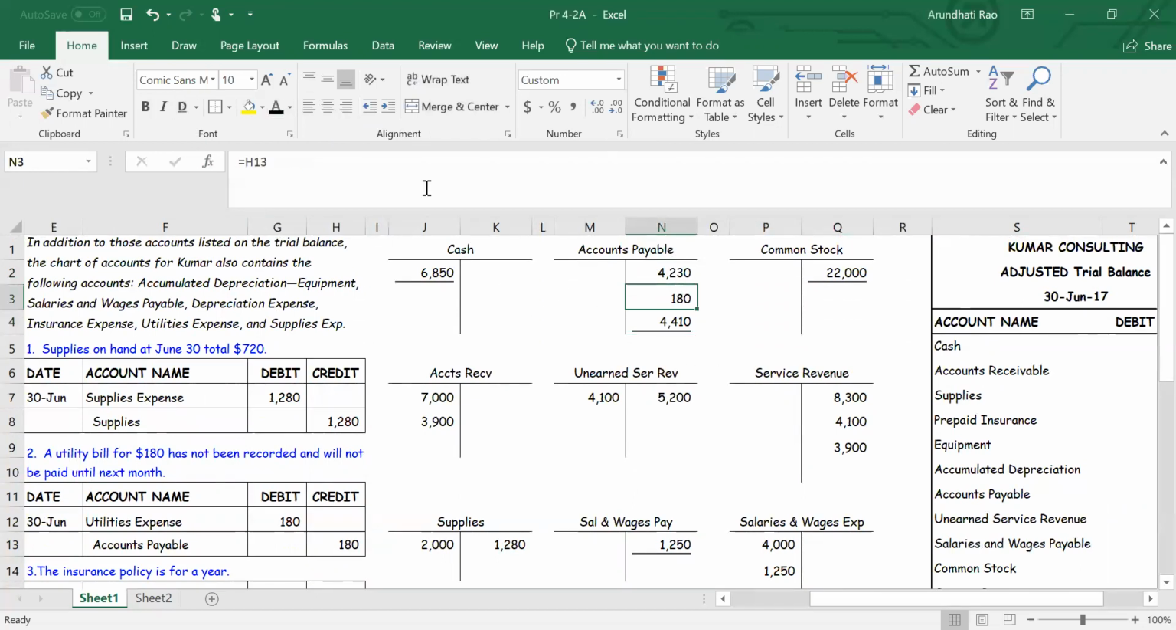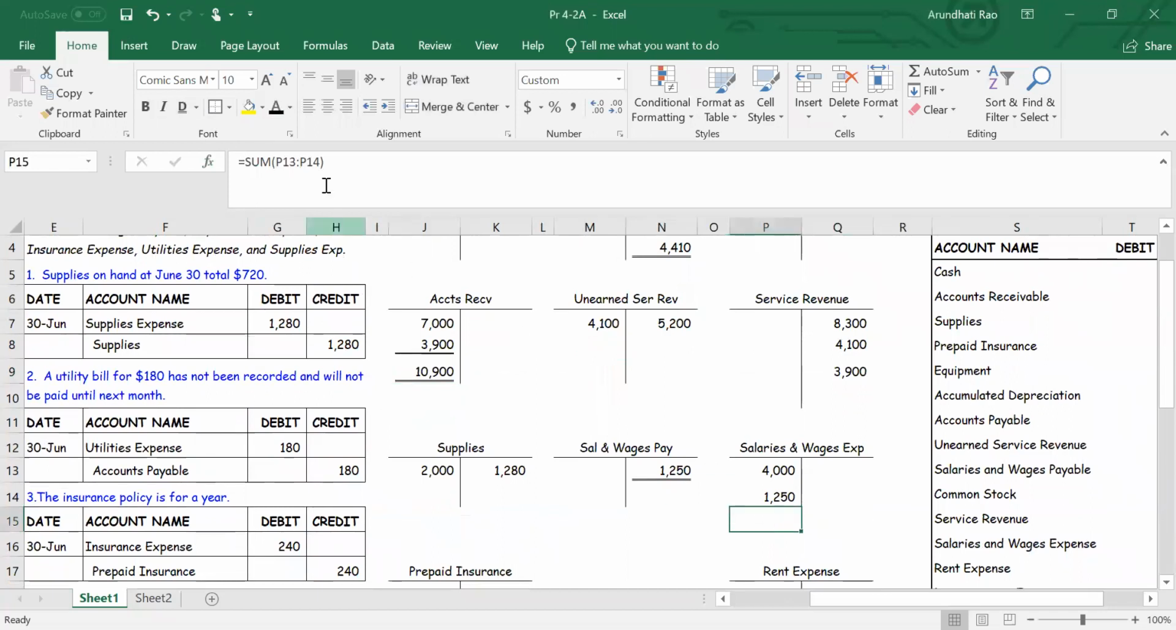So I'm going to draw a double underline. Again, this is just to explain which numbers I'm going to take over. Any number that you see the double underline, that's the one that's going to go over. So accounts payable, 4410. Same thing for accounts receivable. I have two debits, add the numbers together, and those two numbers will now go over to the adjusted trial balance. Okay.